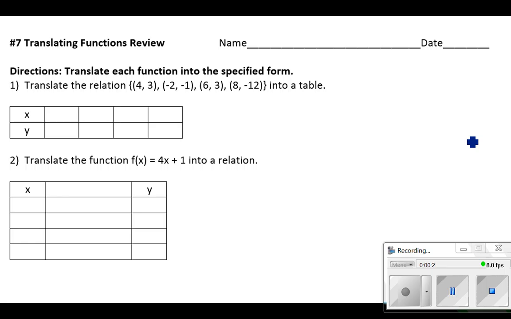Translate the relation, and it's giving you the ordered pairs, into a table. So we're going to put them into the table that's already been given to us. And we have x and y for all of them. So we have 4 and 3 is our x and y. -2, -1. 6, 3. 8, -12. So that's how we would change a relation into a table.